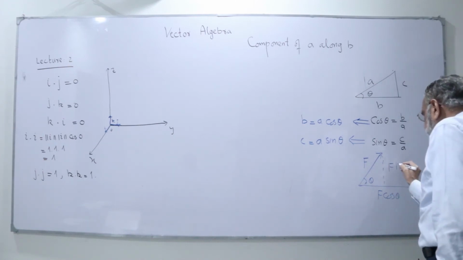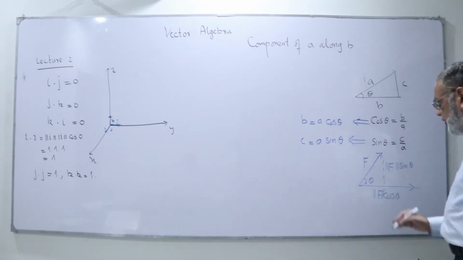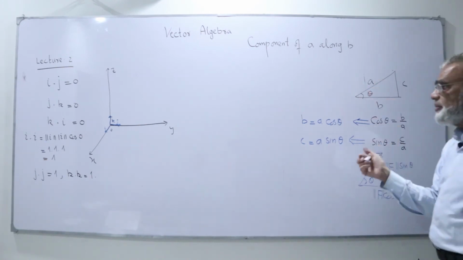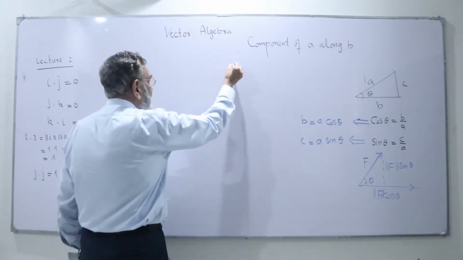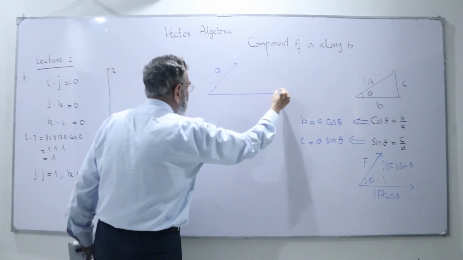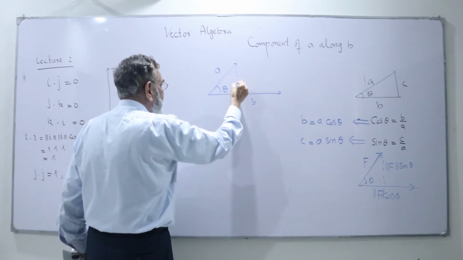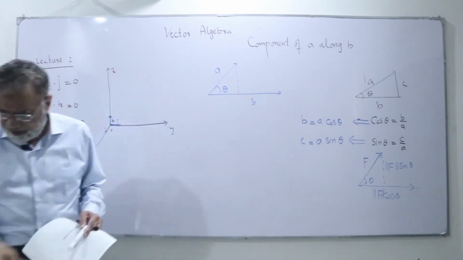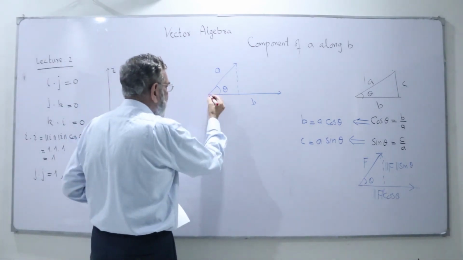So mostly in physics we use this to find the component of a vector along theta and opposite to theta. Here I am doing the same thing. I am given two vectors A and B. This is my vector A, and here is my vector B. The angle between them is theta. I want to find the component of vector A along vector B. I draw a perpendicular. This length is the component of vector A along B.